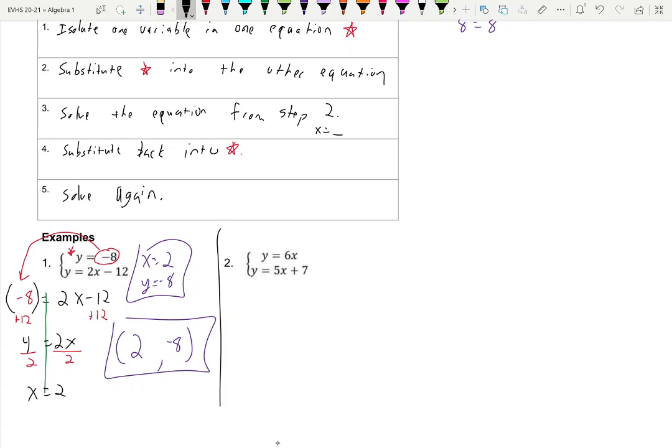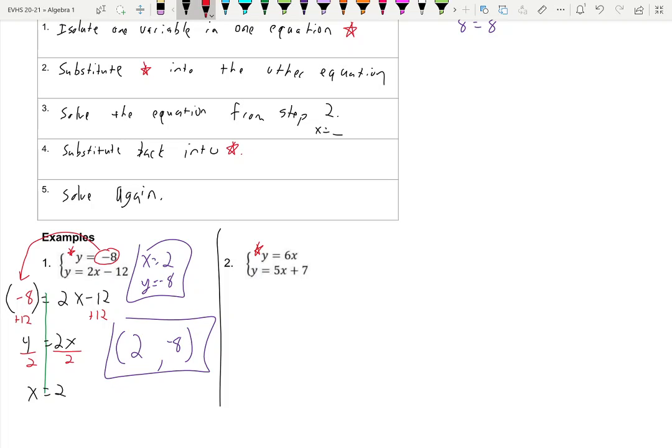Okay, let's jump on this again. We've got y equals 6x and y equals 5x plus 7. Okay, again, we've isolated the variable on both. It's already isolated for us. So we're going to pick whichever one is simpler. And as I look at those, I think that 6x is simpler than 5x plus 7.